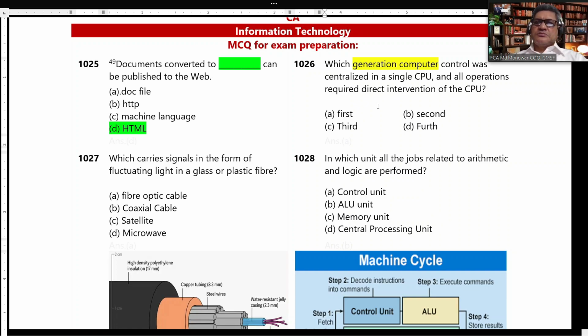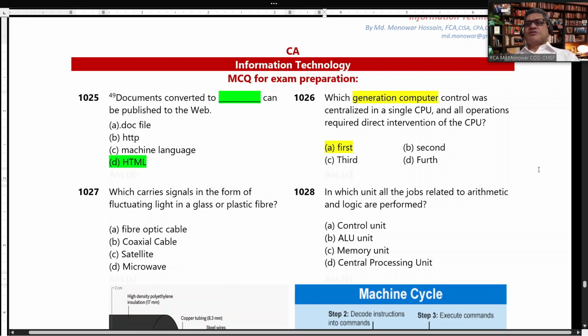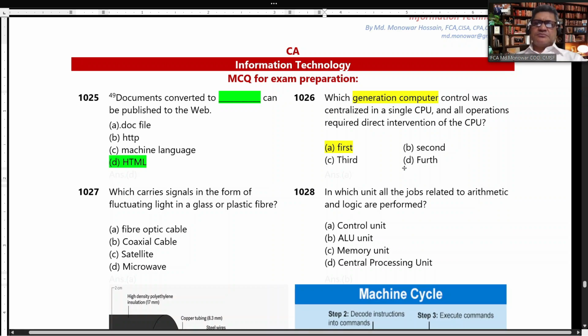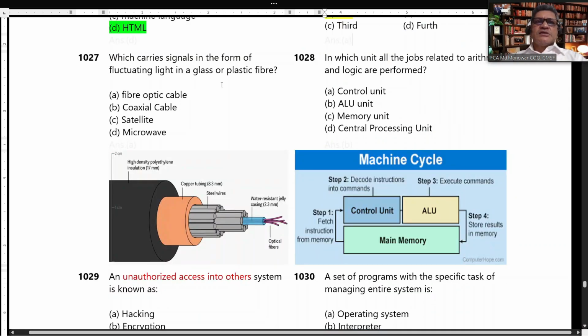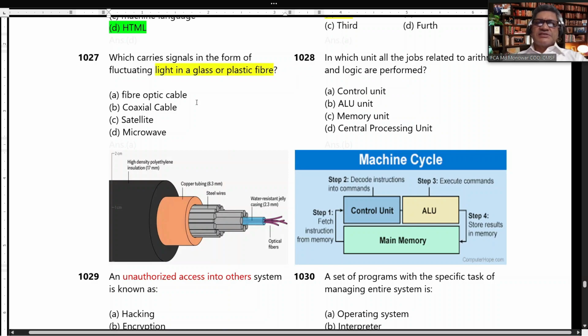We know that was the first generation computer. So in the first generation computer, control was centralized in a single CPU and all operators required direct intervention of the CPU. Here the answer is A. What carries signals in the form of fluctuating light in a glass or plastic fiber? Definitely fiber optic cable.